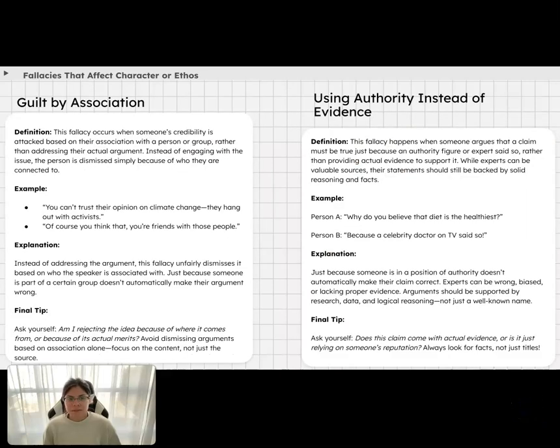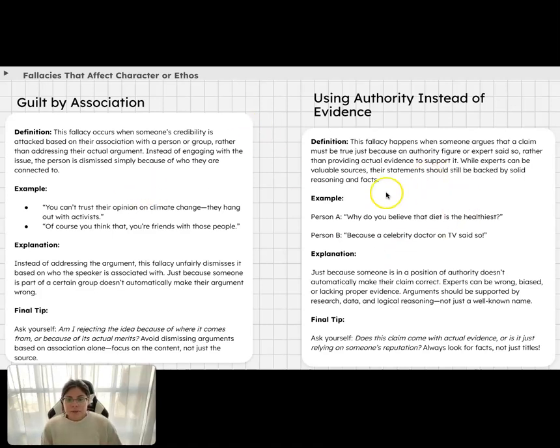Next, we have guilt by association. This is another character-based fallacy, and this specific one happens when someone rejects an argument just because of who supports it. An example would be, you believe in renewable energy. That's what radical activists believe. Just because one group supports the idea doesn't mean the idea itself is bad. Ideas should be judged specifically on their own merits and not on who believes them.